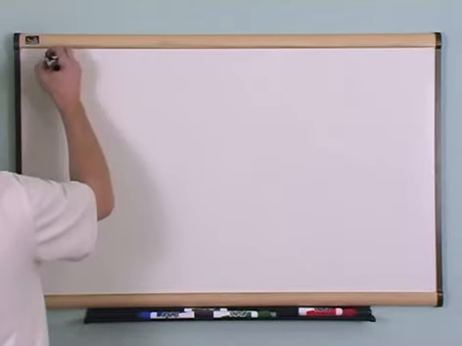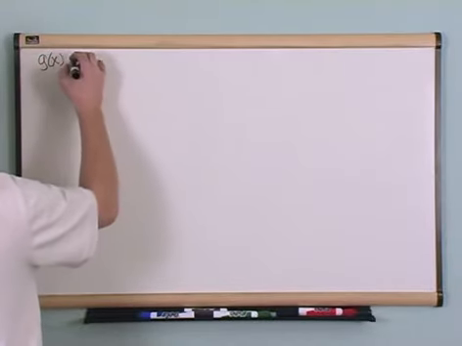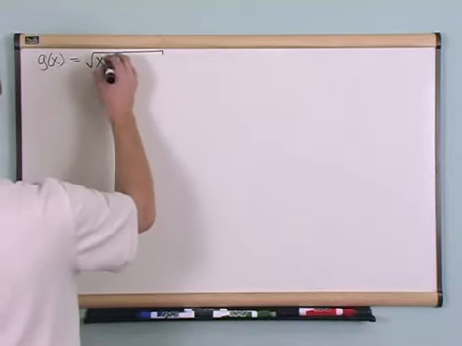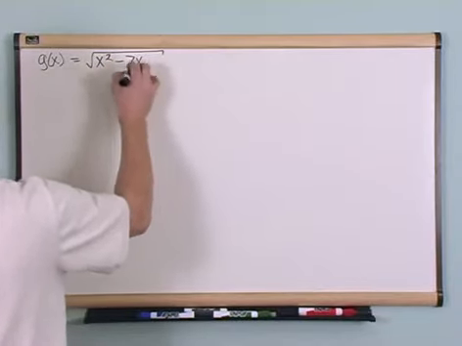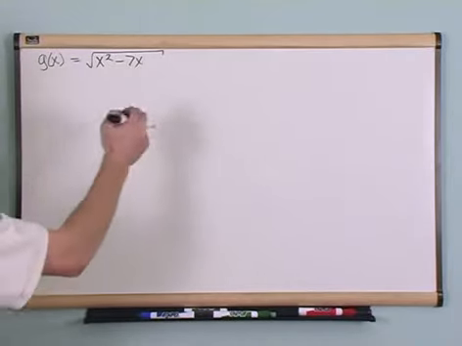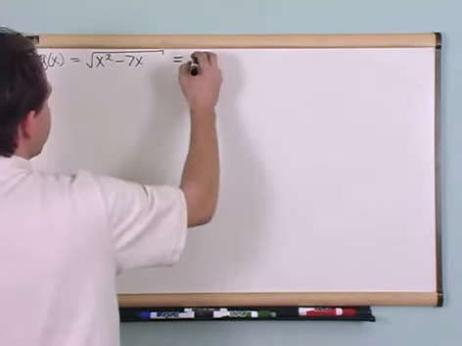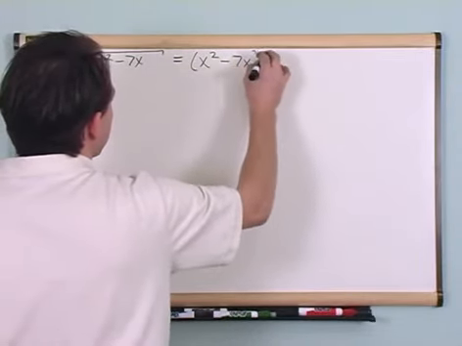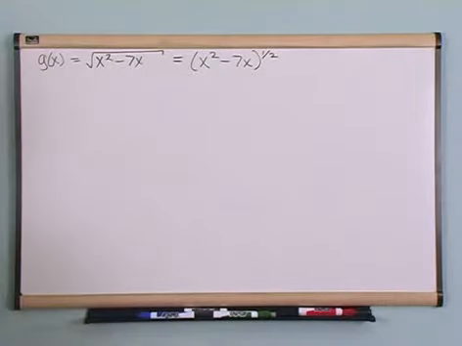What if you have g of x, and that's just simply equal to the square root of x squared minus 7x? Well, my advice right off the bat, anytime you see a square root, just go ahead and write it as an exponent. So x squared minus 7x to the 1/2 power. The question is, take the derivative of that.